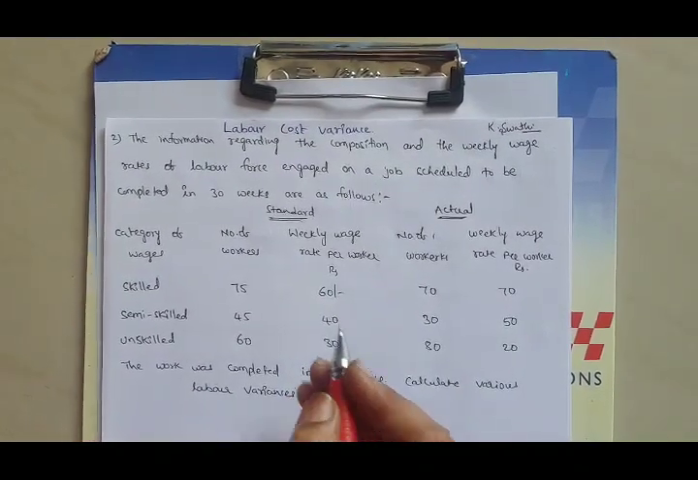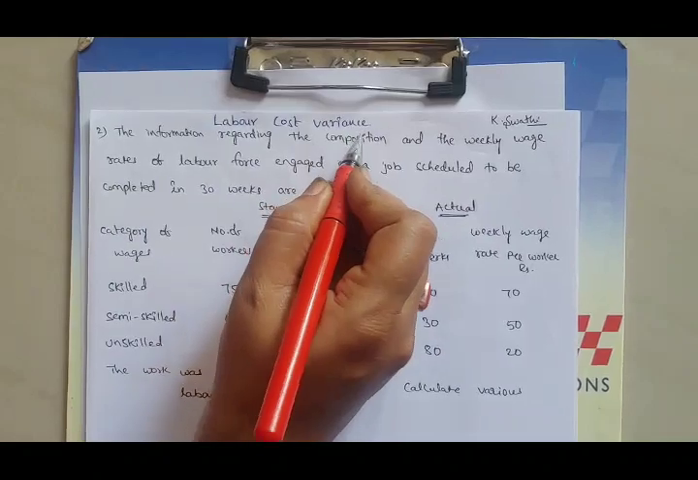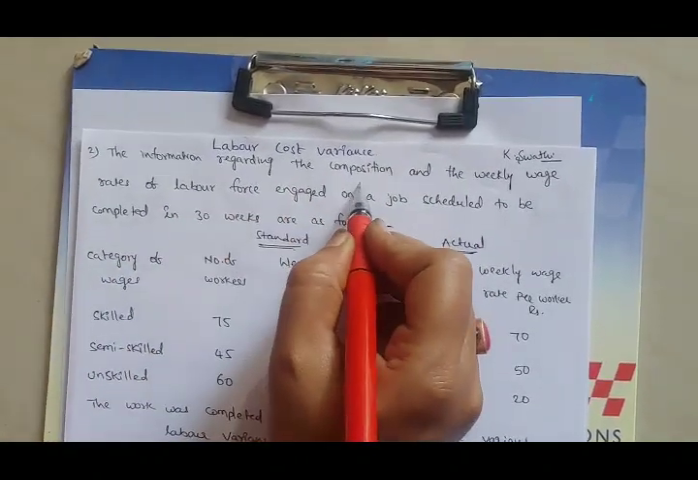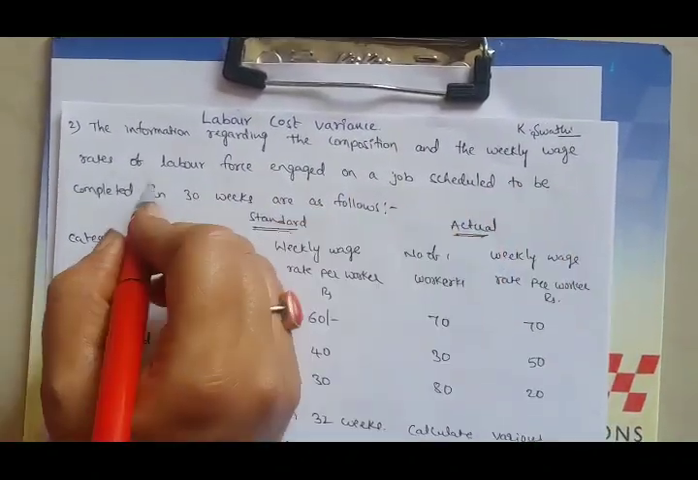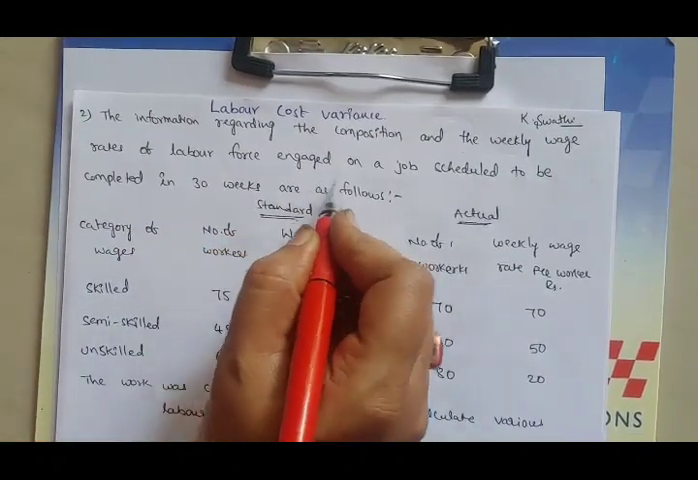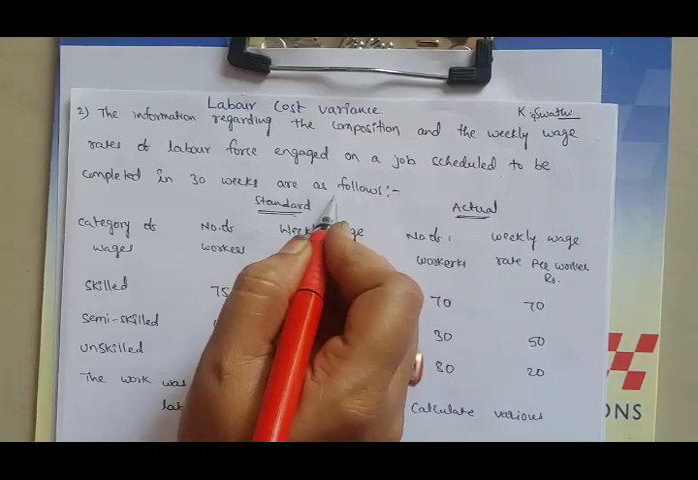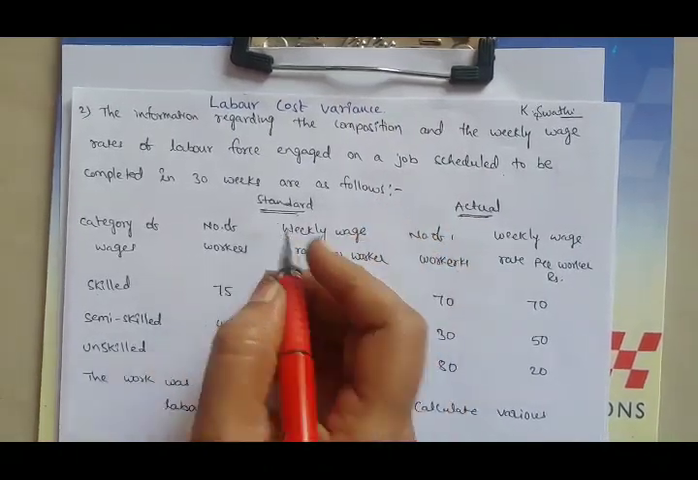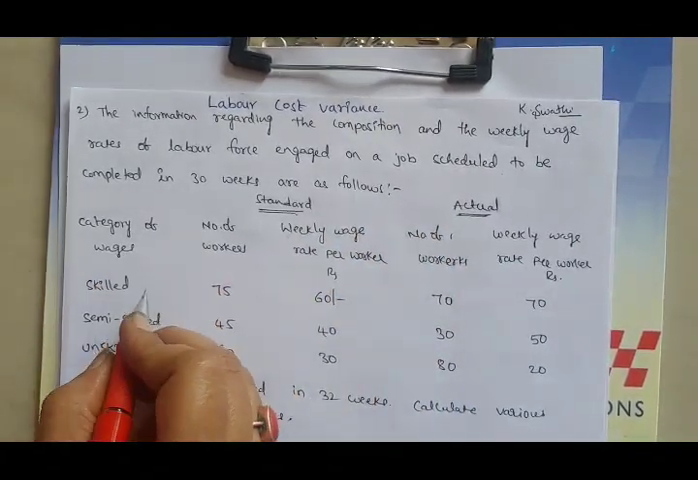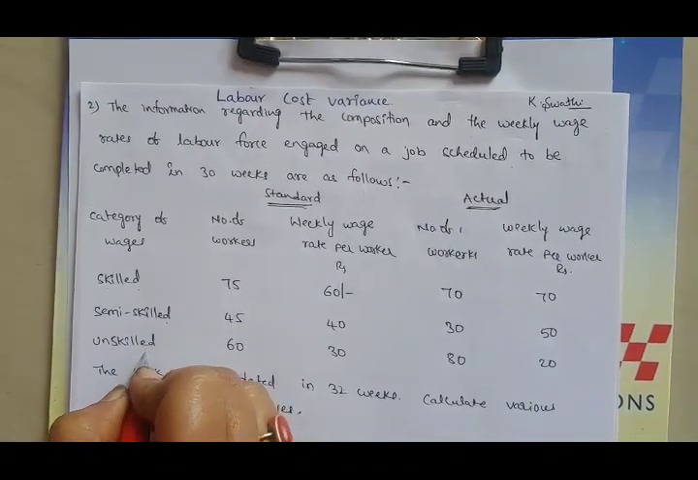Hi everyone. Let's see another example of labor cost variance. The information regarding the composition and the weekly wage rates of labor force engaged in a job scheduled to be completed in 30 weeks are as follows.